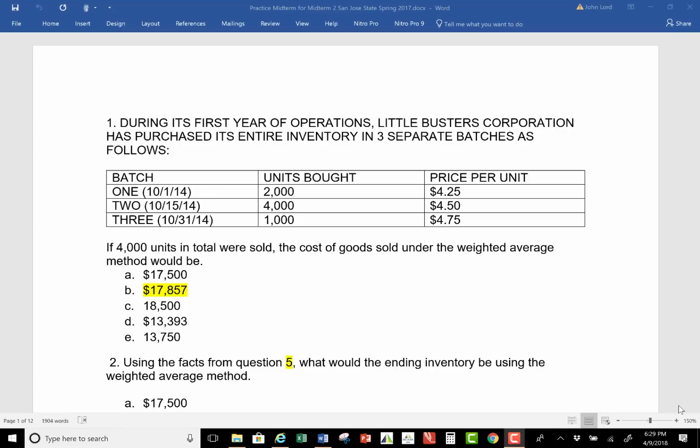Okay, so let's go ahead and look at this. We should be able to get through all of these. So we're starting with the questions from Chapter 5, dealing with FIFO, LIFO, weighted average. Okay, so we have the information as to what they bought and when, and if we're using weighted average, who wants to set this one up?